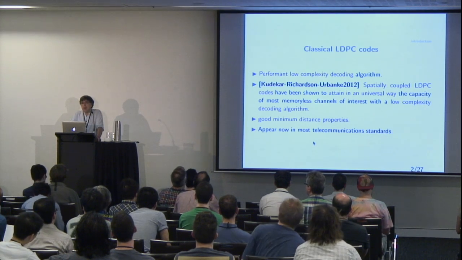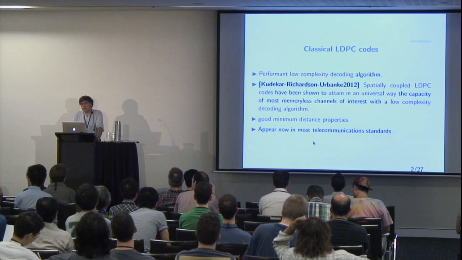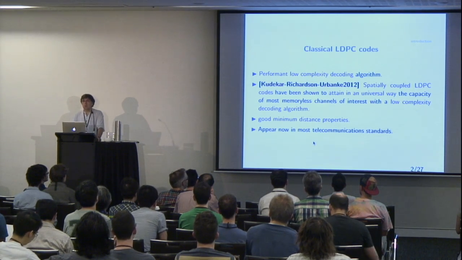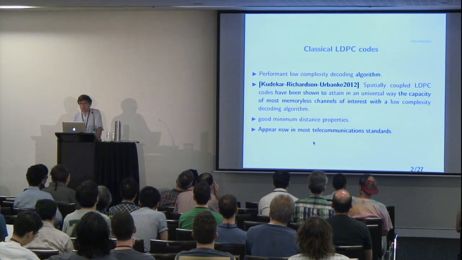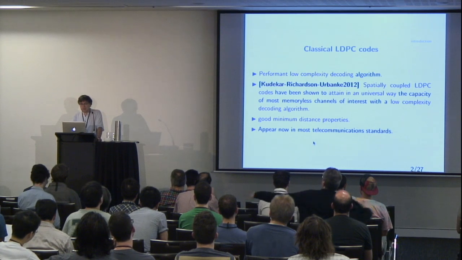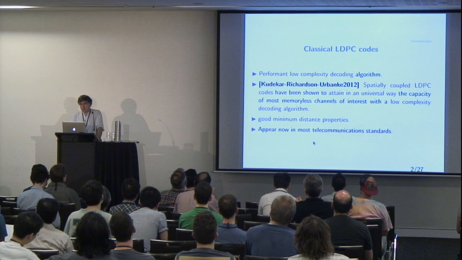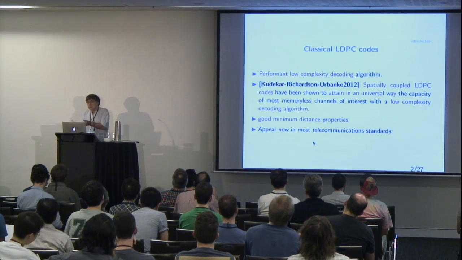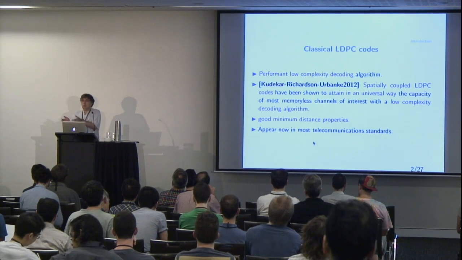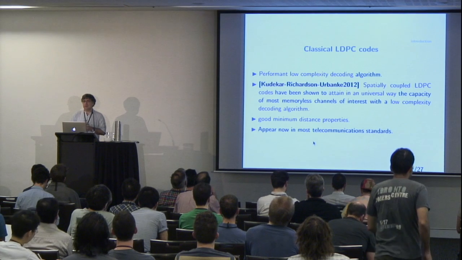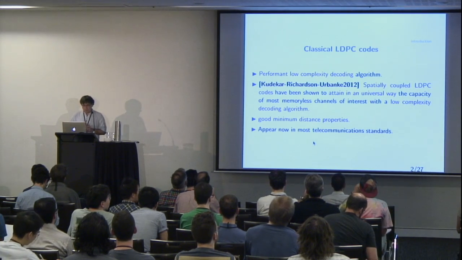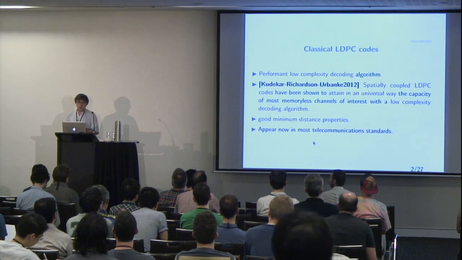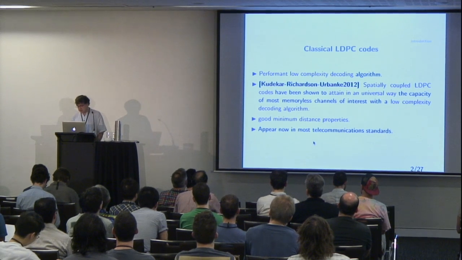And more than this, there is a rather recent result in 2012, which says that if you use this decoder with a well-chosen LDPC code, then you can attain the capacity of most memoryless channels of interest. This is with this decoding algorithm, and the same code attains, basically, it's actually able to decode any channel with this kind of capacity. So it's a very satisfying answer to the problem of coding in the classical setting, and there's no surprise now that this kind of code appears in most telecommunication standards right now in the classical setting.